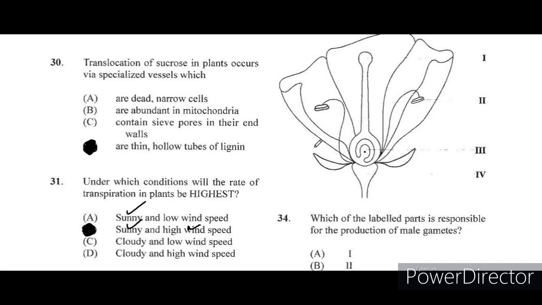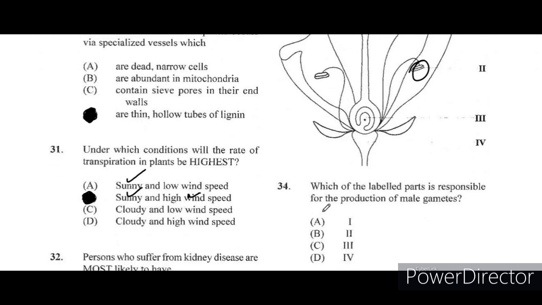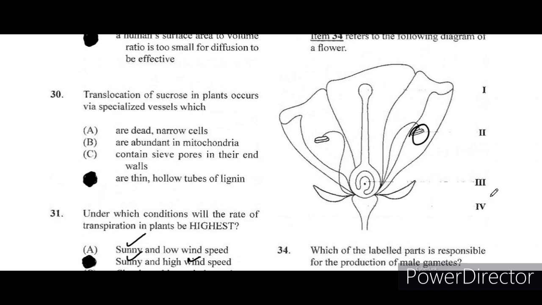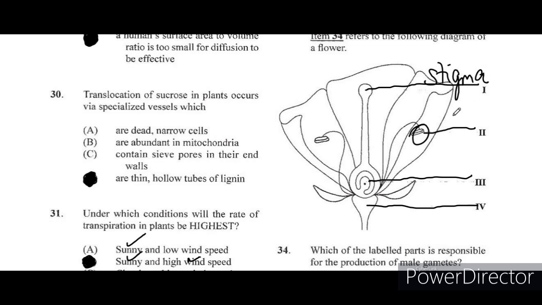So that would be the anther that stores pollen grains in the pollen sacs. So that's number 2. In case you didn't do this, right here it's pointing. The lines are a bit faded. I think that's pointing there. One is pointing to the stigma. That's the female part. This is the anther.